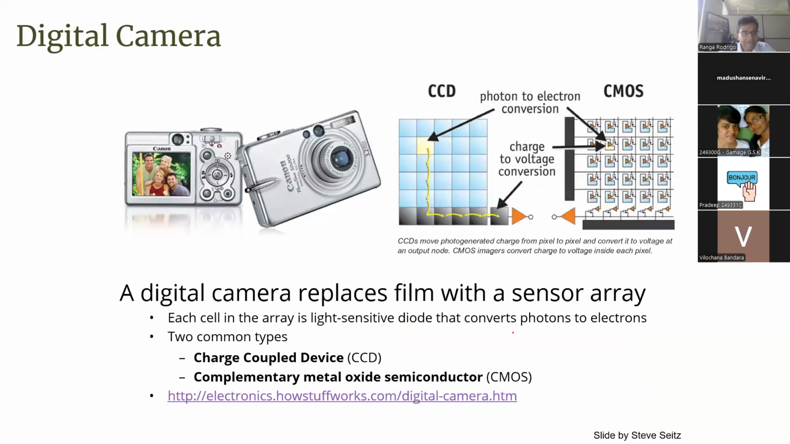Then we look briefly at digital sensors. So people have CCD sensors and CMOS sensors, but usually now the sensors are CMOS sensors. A digital camera replaces the film with a sensor array. Each cell in the array is a light-sensitive diode that converts photons to electrons. Two common types: charge-coupled devices, CCD, old, and complementary metal oxide semiconductor, CMOS. So this is how it works.